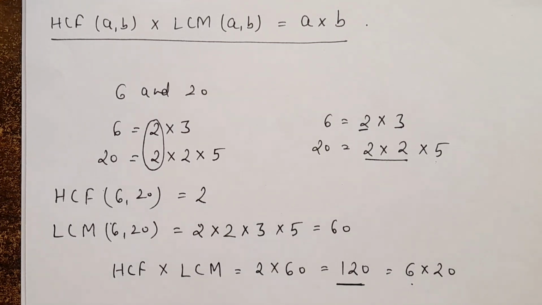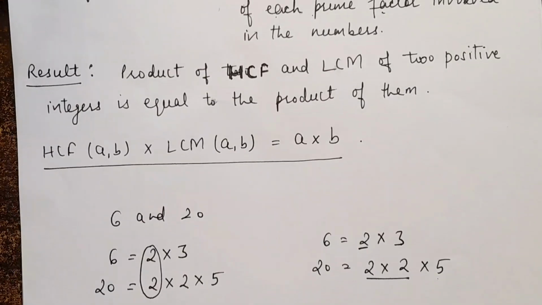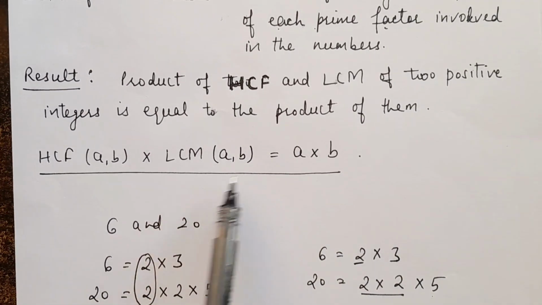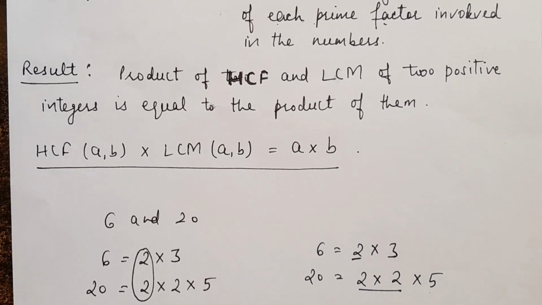Suppose two numbers are given and their HCF is given, so we can find the LCM. Similarly, if LCM and two numbers are given, we can find the HCF also. So that is how we can apply them. But this result is not true for HCF and LCM of 3 numbers. HCF of 3 numbers multiply LCM of 3 numbers is not equal to the product of the numbers. This result is applicable for only 2 numbers. We will talk about the result for 3 numbers later.